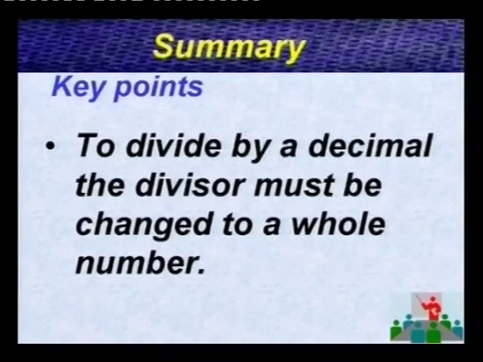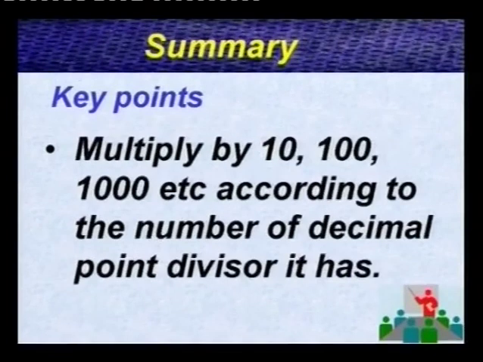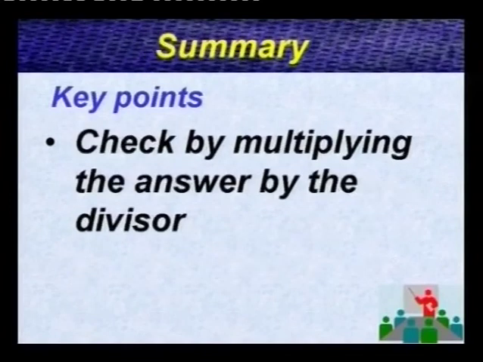Receiving students, our summary points for today's lesson: to divide by a decimal, the divisor must be changed to a whole number first. You can multiply by 10, 100, 1000 according to the number of decimal places the divisor has. After you get the answer, it is important to check the answer by multiplying the answer by the divisor. Our key phrase for today is dividing by decimals.